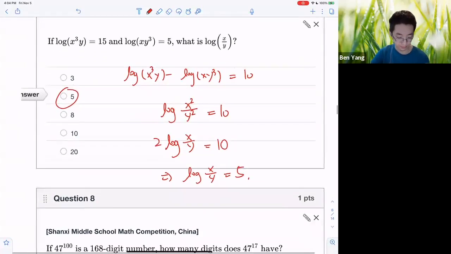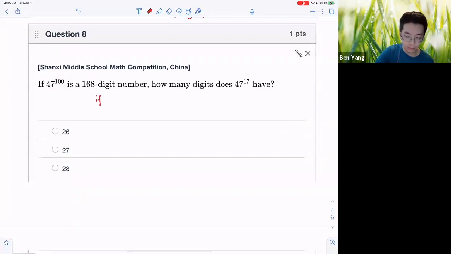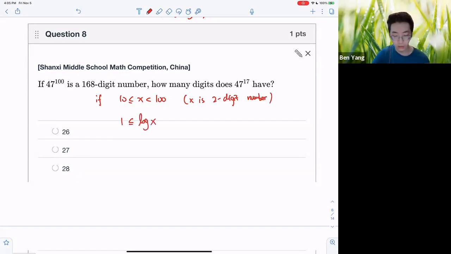All right, next one. 47 to the power 100 is a 168-digit number. How many digits does 47 to the power 17 have? Okay, so the number of digits of a number is closely related to log base 10 of that number. For example, if x is a 2-digit number, then if we take log, we see that log of x is larger than or equal to 1 and smaller than 2.